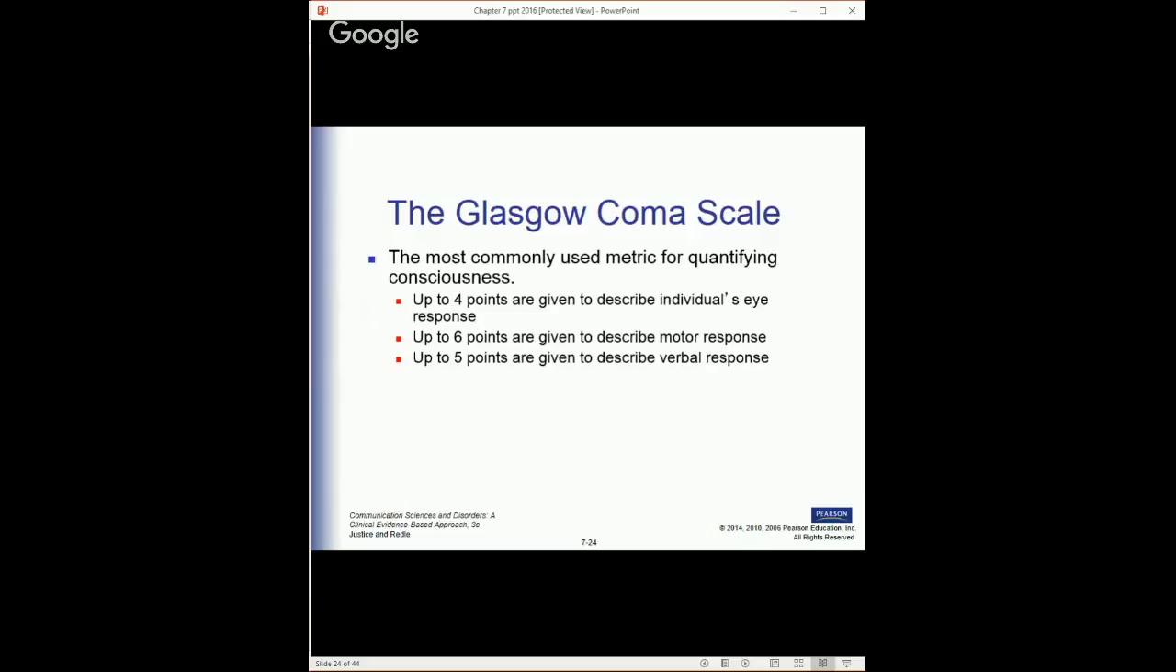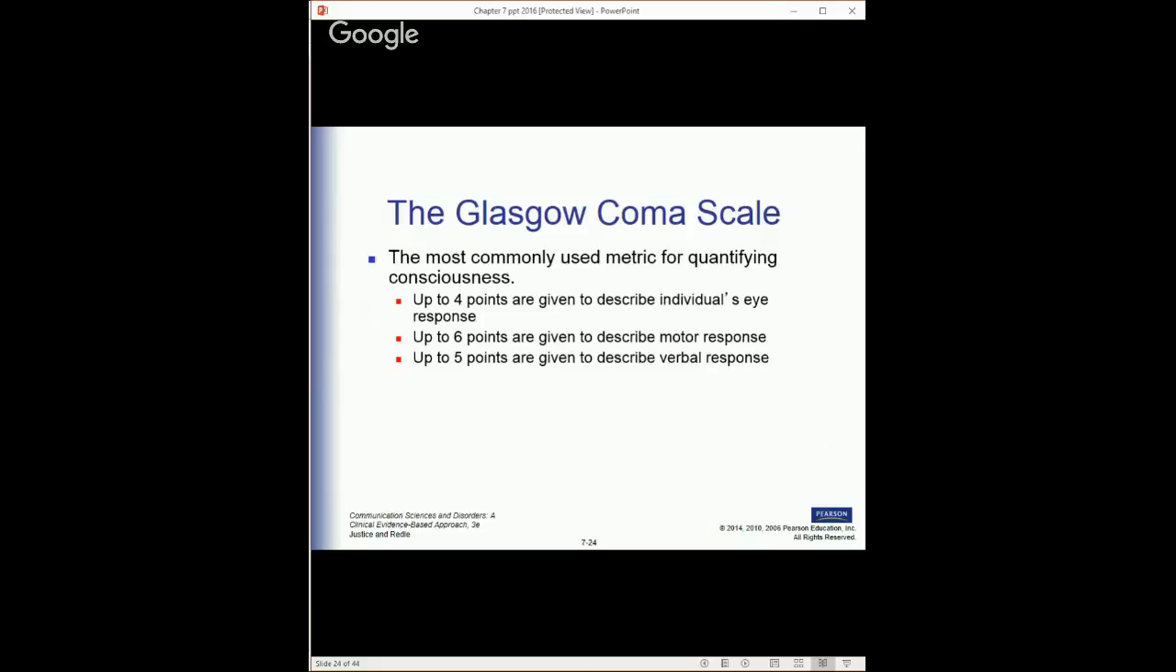For the individual's eye responses, 1 means that the individual does not open his or her eyes, up to 4 where his or her eyes open spontaneously. The 6 points for motor responses are from 1 where the person makes no movements, up to 6 where he or she obeys commands. And the 5 points for verbal responses go from 1 where they make no sounds to 5 where they converse normally.